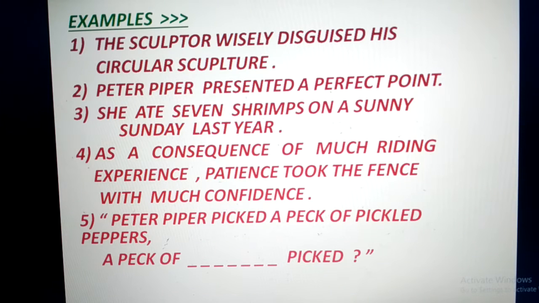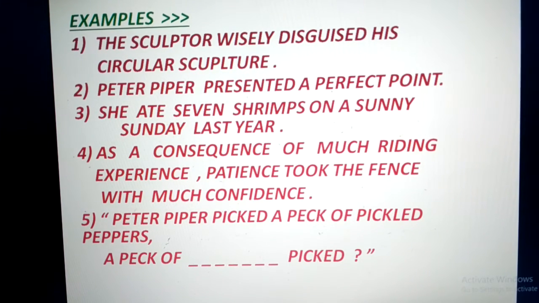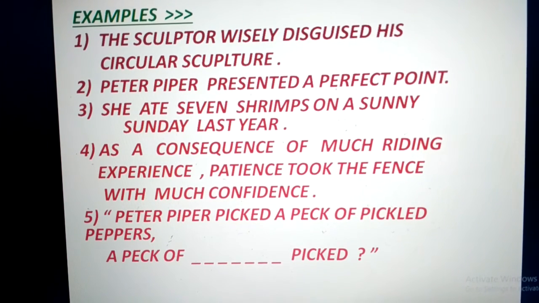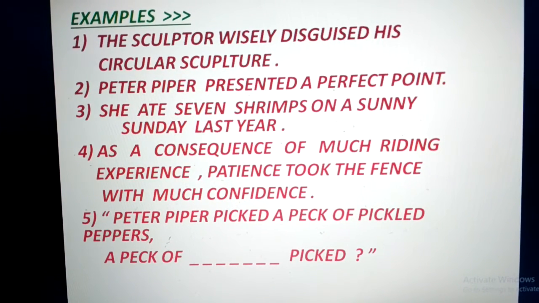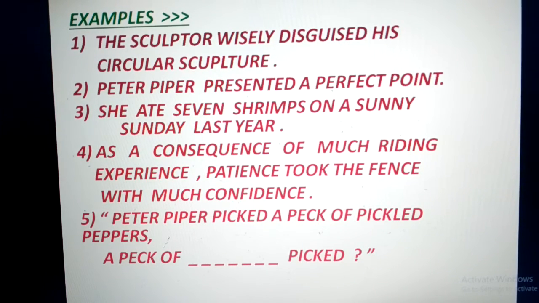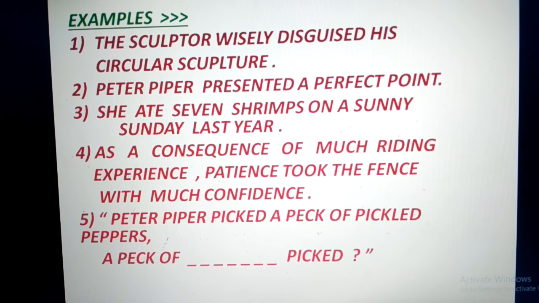The sculptor wisely disguised his circular sculpture. See the letter S. It has been used in the beginning of the word, and see the use of the sound Z, as in wisely, disguised. Here again, carefully: the sculptor wisely disguised his circular sculpture. So two sounds are being repeated here, the sound of S and the sound of Z.